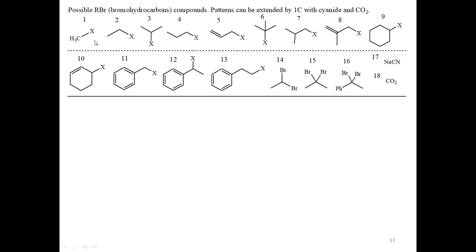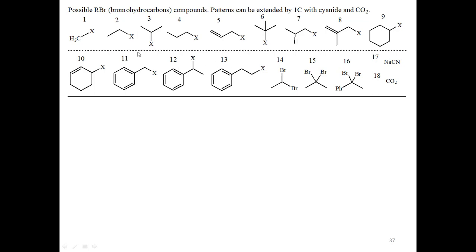I put X here because we can make the bromine into all kinds of things. We can make the bromine into an OH, an OR, an O ester. We can make it into a sulfur, SH. We can make it into a thioether, SR. We can make it into an amine. We can make it into a nitrile. We can make it into an alkyne. We can make it into deuterium. So there's a lot of possibilities here.